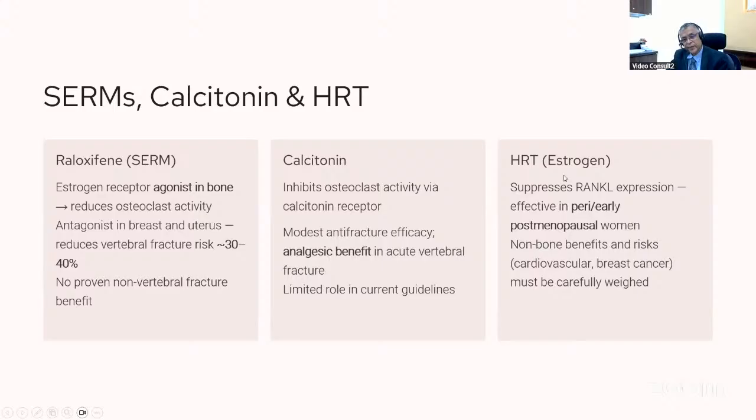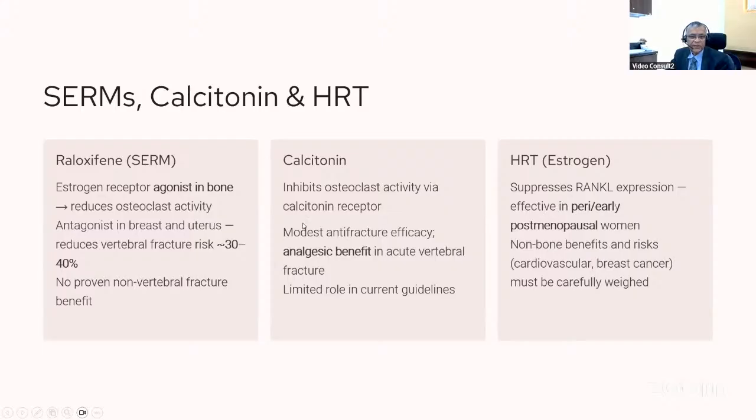So once early menopause or perimenopause, it's effective. Later, it may not be that effective. The non-bone effects must be carefully weighed. That is the vascular thromboembolism and the breast cancer. You cannot give it for a long time.